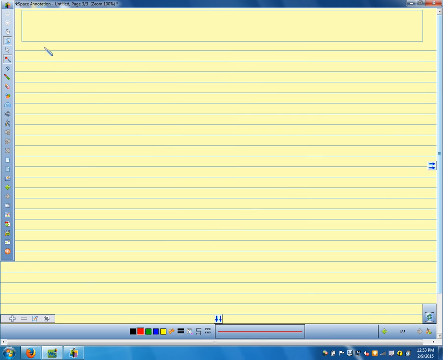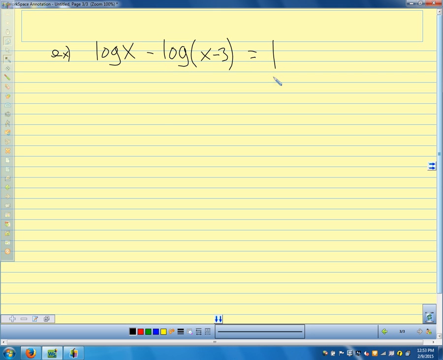All right, let's look at this one. A little trickier on this one. The log of x minus log of x minus 3 equals 1. Now this one doesn't quite work out like the second example, because if I add the log of x minus 3, I get log x equals log of 1 plus log x minus 3, and I don't have just one logarithm on each side. So what can I do?